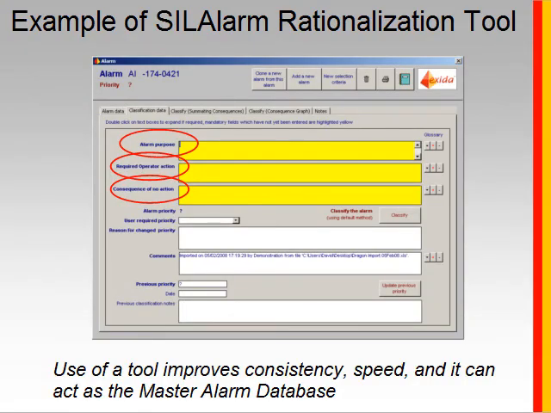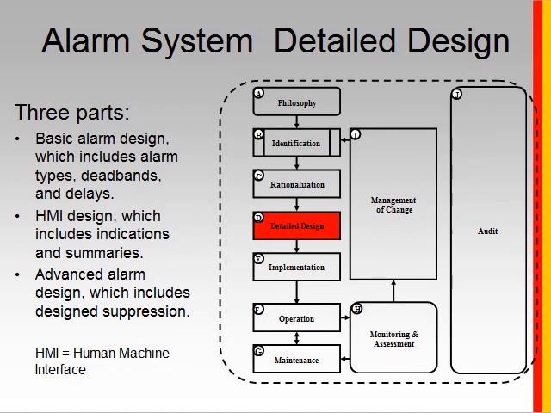Here's an example of an alarm rationalization tool. I mentioned that these tools help the process to go much quicker and faster. They can build in the algorithms for priority selection and classification and can help you record all that information that we talked about to document the cause, the purpose, the corrective action, which then you can make available later to the operator during runtime. The next stage of the life cycle is called detailed design.